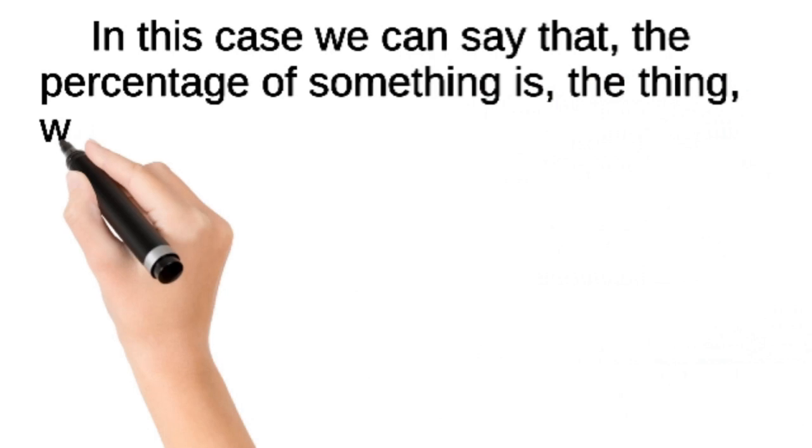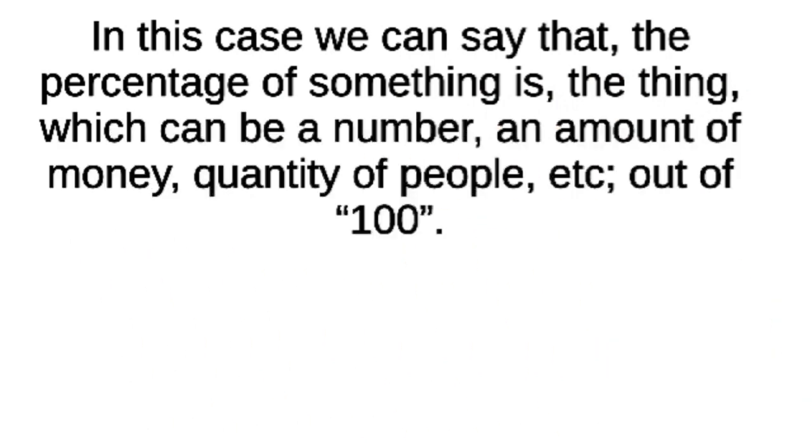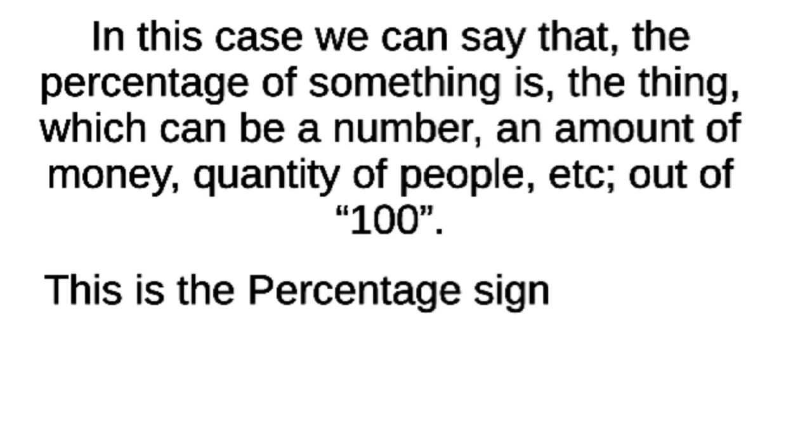Let's continue. In this case, we can say that the percentage of something is the thing, which can be a number, an amount of money, quantity of people, etc., out of 100. When we have 20 out of 100, it means that 20 over 100 times 100, which is 20%. So 20 out of 100 is 20%. The same applies to any number out of 100. It is that number over 100 times 100, which is the percentage of the same number.